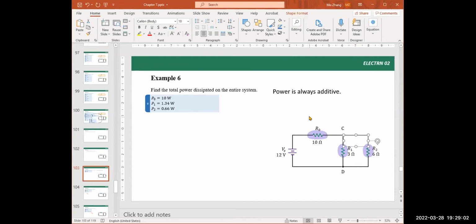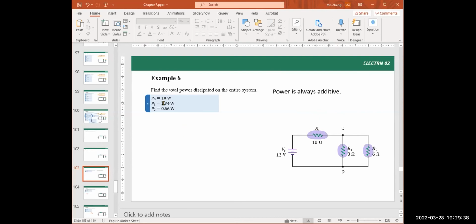So the powers are correct. When we do the power analysis, there is no need to worry about whether this is in parallel, so we have to do it a certain way, or that's in series, so some other way. No need to. Just add them up. In one sentence: just add all the powers, and that's the total power consumption. Power is always independent of the circuit, it's always additive. We just need to add them up.